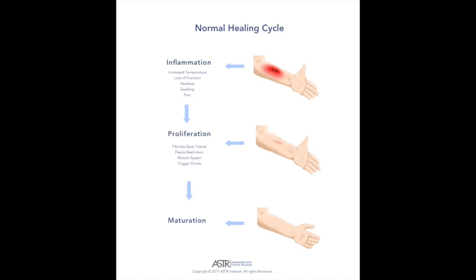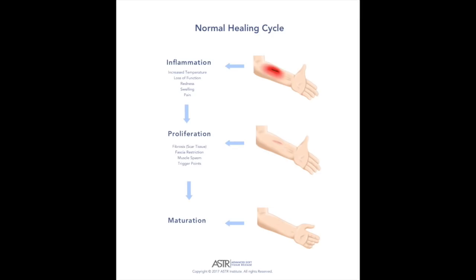fascial restrictions, muscle spasm, and trigger points. I have other videos where I went in more depth for each of those subcategories of the proliferation stage. I'm not going to go over this in this video because I have specific videos for each category. Feel free to check them out underneath this video. So during the proliferation stage, the body starts to build scar tissue. If the body does not build scar tissue, it's an open wound susceptible to infection. So scar tissue is actually very essential for our survival.